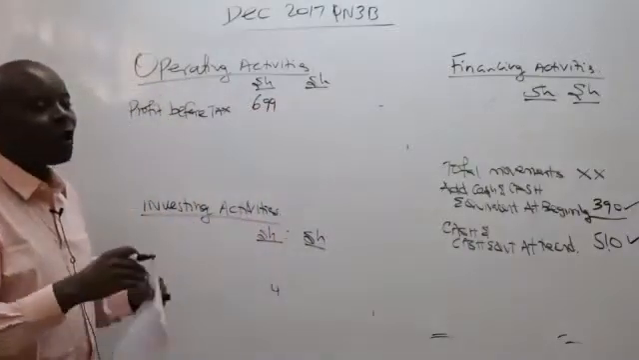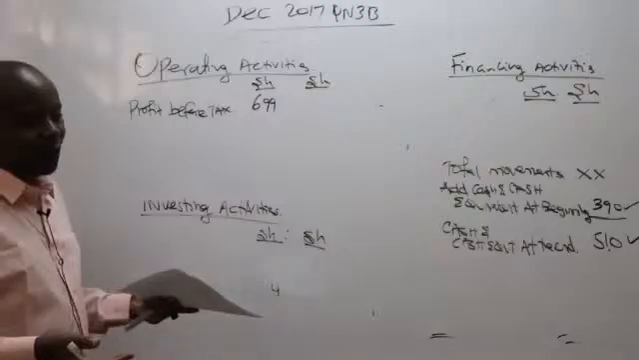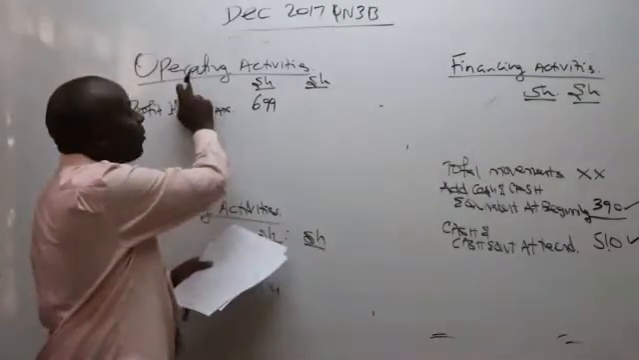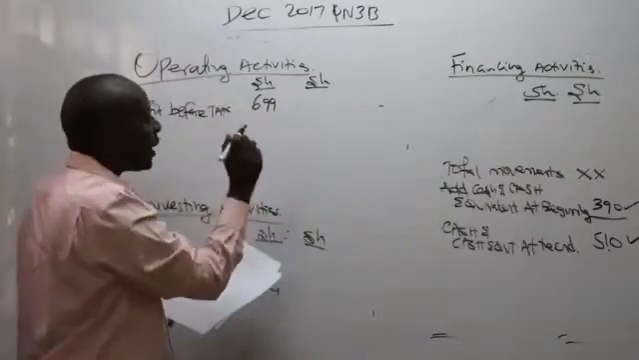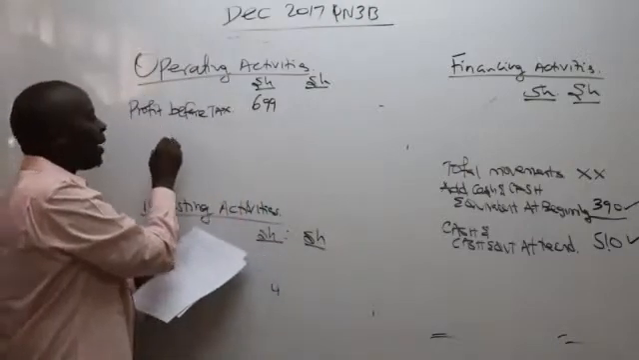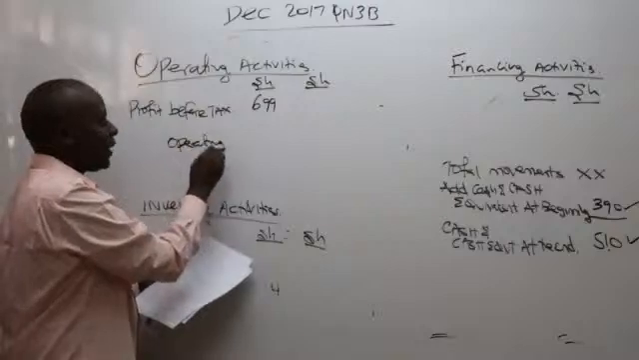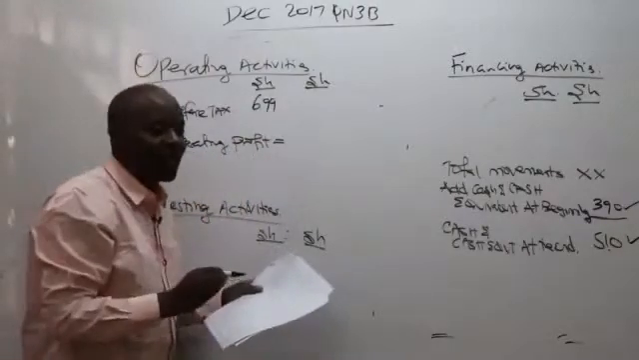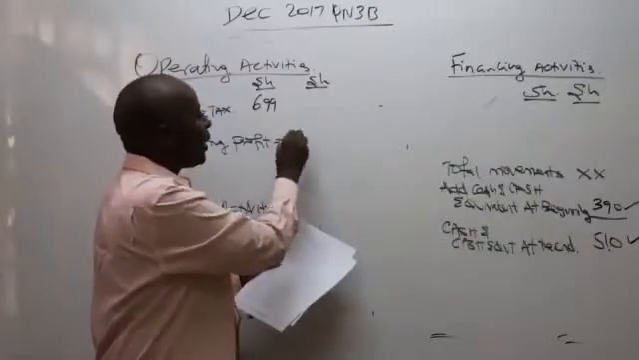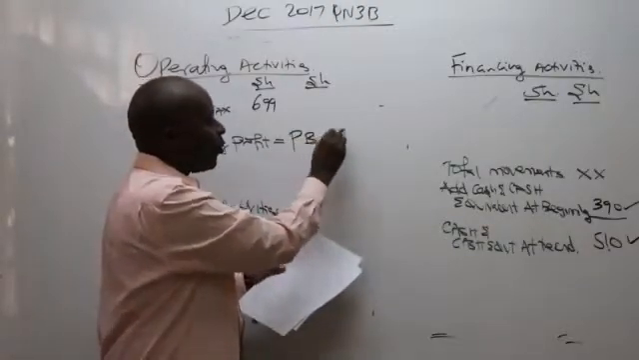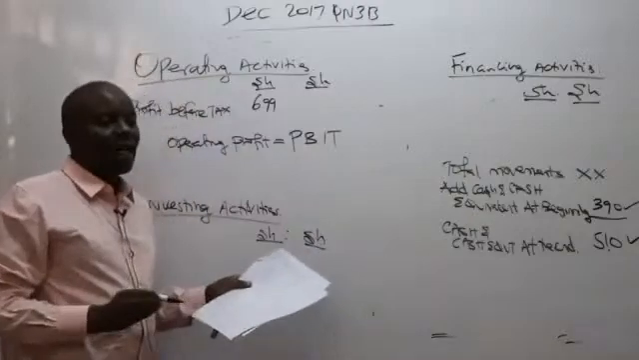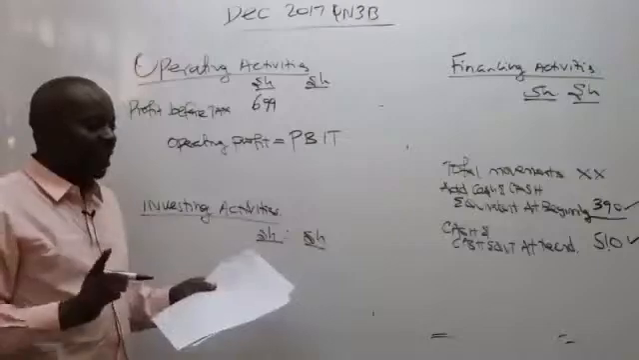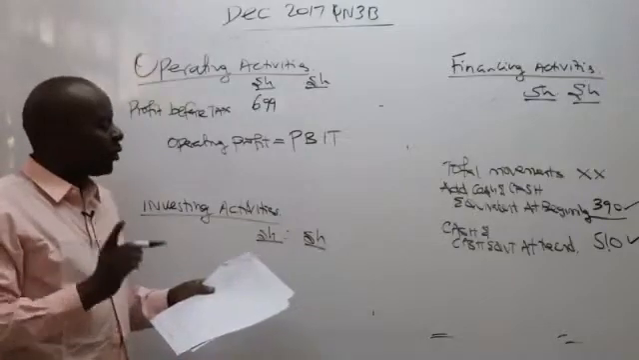Now you'll have to recall very fast, my good students, that when we talk of operating activity, we are supposed to start straight away with operating profit. You should remember that, I taught you operating profit in finance. We know that operating profit is profit before interest and tax.